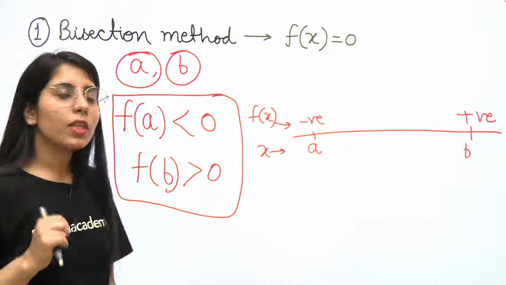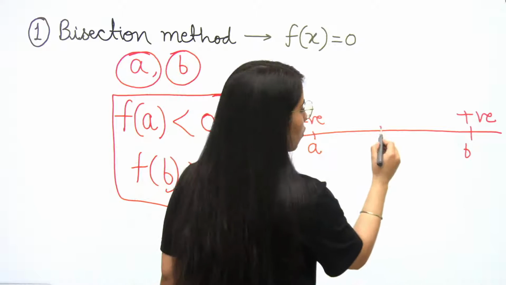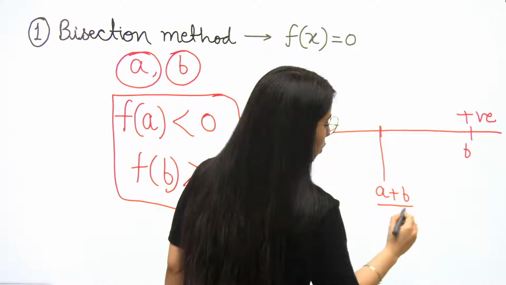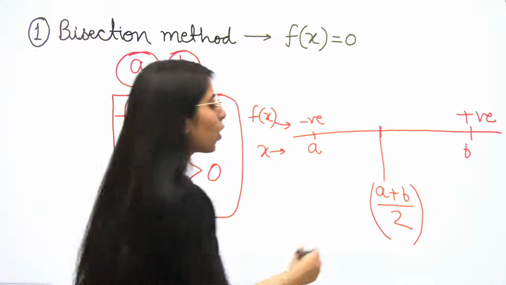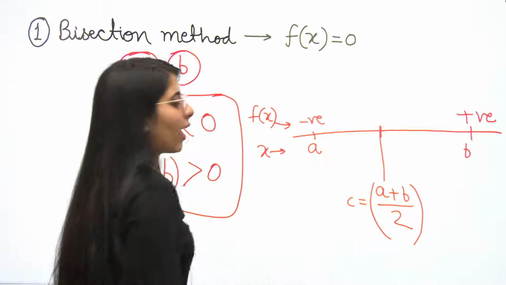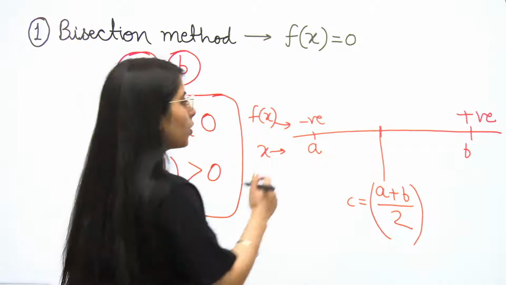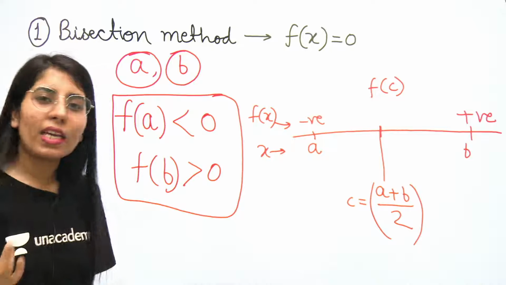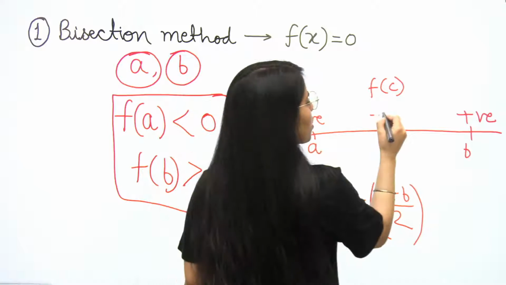Next point: what you need to do? You need to add these two values, (a plus b) upon 2. Clear? Let's say you got the value c. At this point c, you will check the function's value. For example, you find f(c) and you got it positive. It can be negative or positive, it can be anything. For example, it is positive.